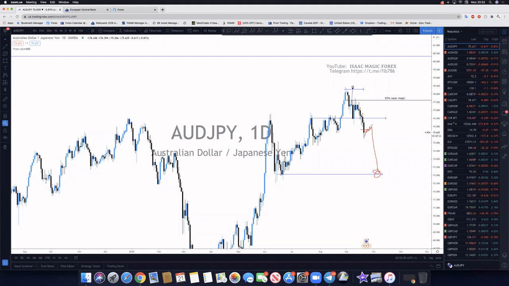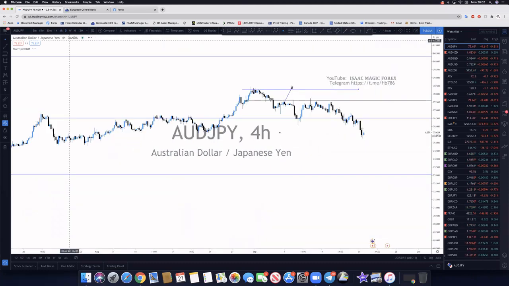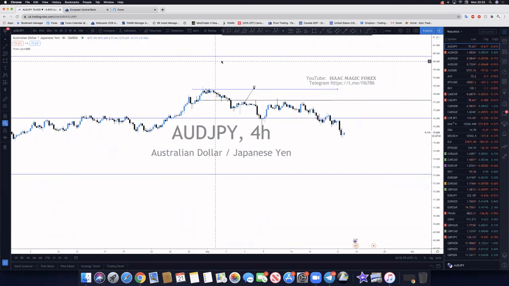Okay, so wait for correction here. Take this top here, and then we drop down. So keep a close eye on it for the sell setup coming. Yeah, so you're gonna make a short pullback here. Take this top. You can take a short-term buy. It's gonna take this top, and then we drop down. Okay, so keep a close eye here.